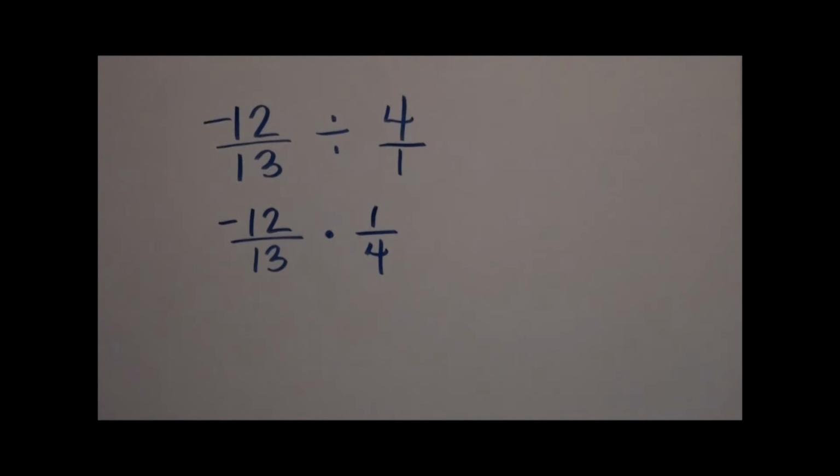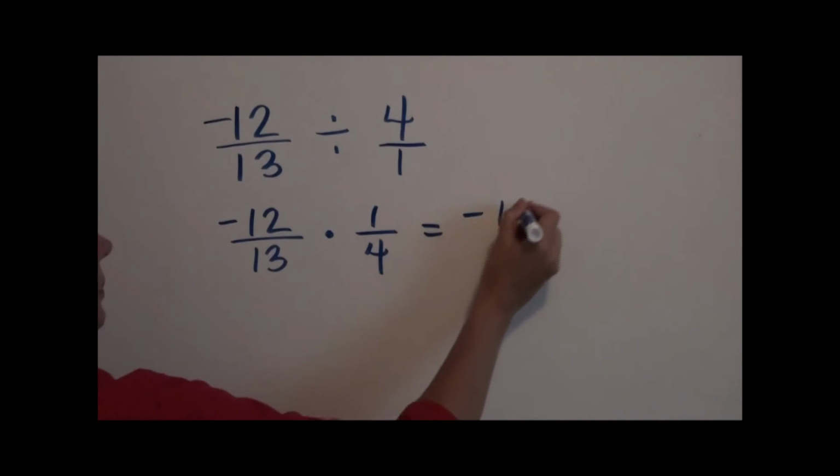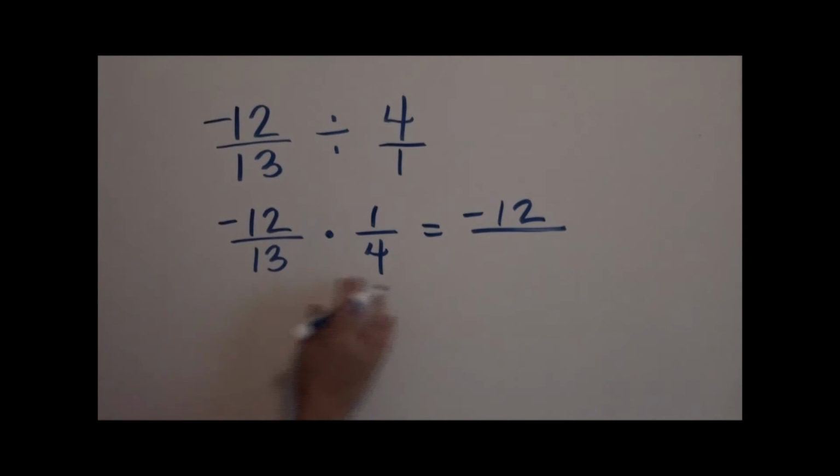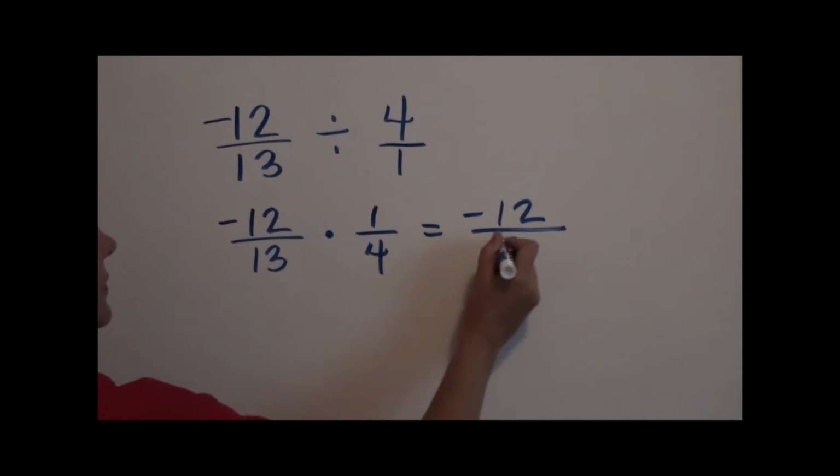So I have negative 12 over 13 times 1 over 4. Now, you can simplify first, or you can multiply and then simplify later. So I'm just going to multiply and say negative 12 times 1 gives me negative 12. 13 times 4 gives me 52.